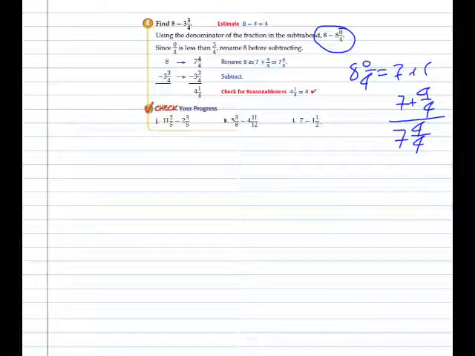Now I can subtract 3/4 from 4/4. I get 1/4. 7 minus 3 is 4. My estimate up here of 4 is very close.